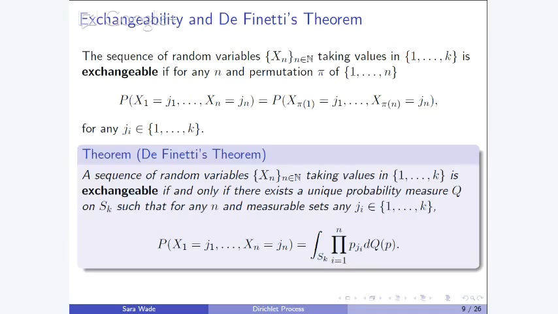Okay, exchangeability and de Finetti's theorem. Exchangeability says that if I have a sequence of random variables, in this case, let's consider that they take values in 1 to k, this sequence is exchangeable if I take any permutation of the set 1 to n, so pi is any permutation of this set, then the distribution of these vectors satisfies this equality here. So I can permute the order of my random variables and the law stays the same. I don't actually care that x1 is equal to j1, x2 is equal to j2. I just care that one of my variables is equal to j1, one of my variables is equal to j2, and so on.